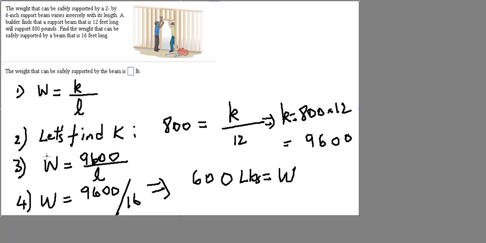In the third step, we need to substitute the value of K in the formula, and in the last step, we're given that the beam is 16 feet long, so we substitute 16 for L, divide 9600 by 16, and we get the W.